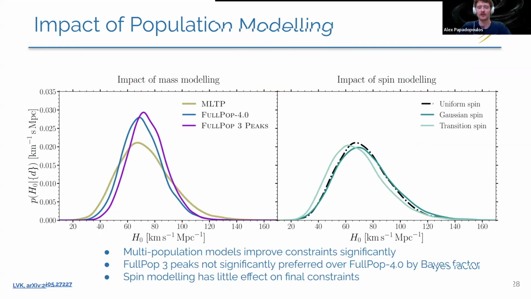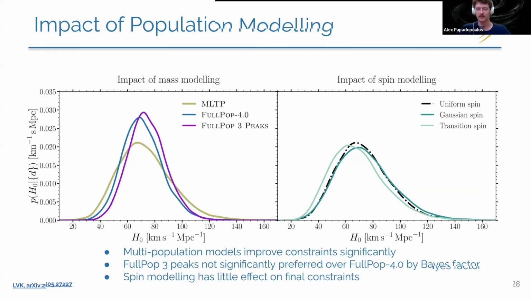So the nature of this analysis is that we don't know exactly the shape of the population. So this motivates doing a little bit of systematics testing by trying out different population models and seeing how that affects our results. So in the left-hand part of this plot, we see the impact of using different mass models. So we have three mass models here. We have the multi-peak, which is designated the MLTP. This one is using only binary black holes.